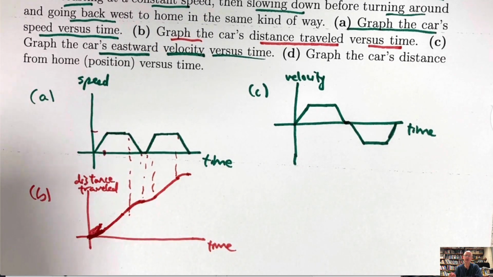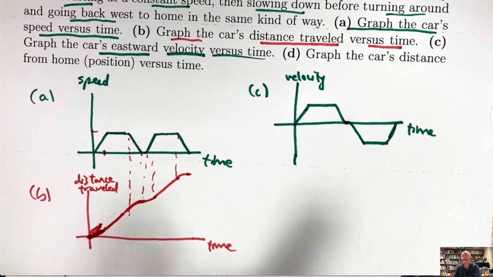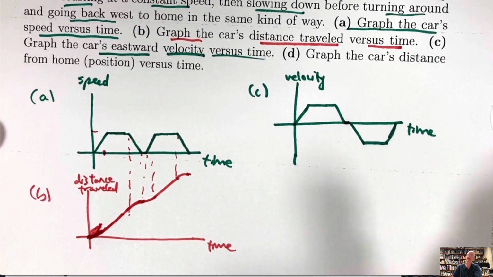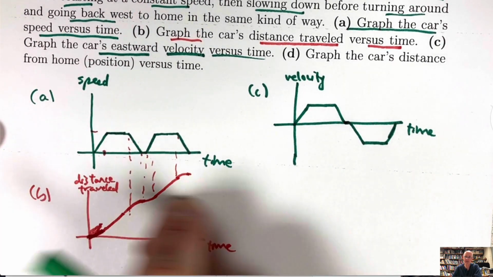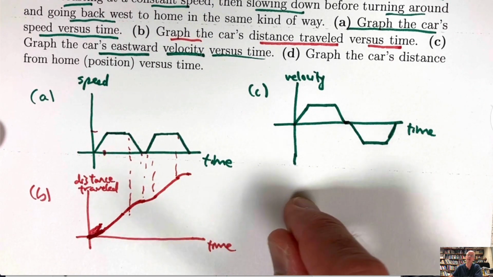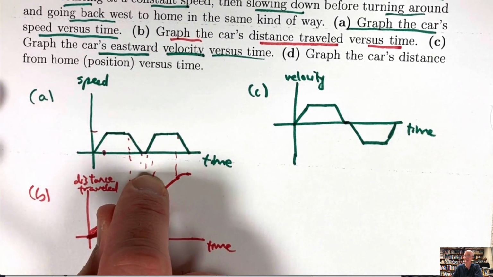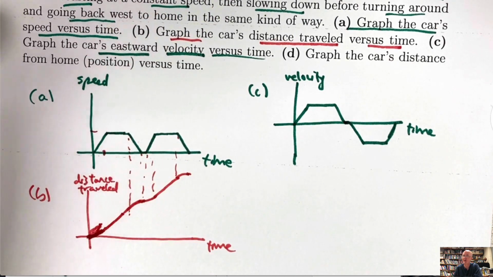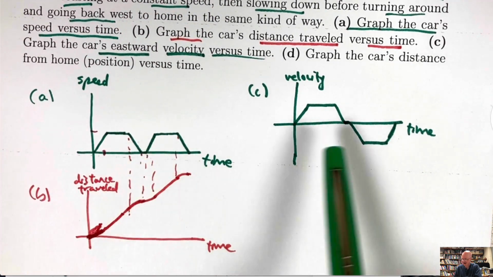Velocity is taking direction into account. We're saying that eastward is positive, which means westward is negative. When you are traveling to the east, it's a positive velocity. When you're traveling to the west, we count it as a negative velocity. This is worth doing, okay? Again, the speed is the absolute value of the velocity.